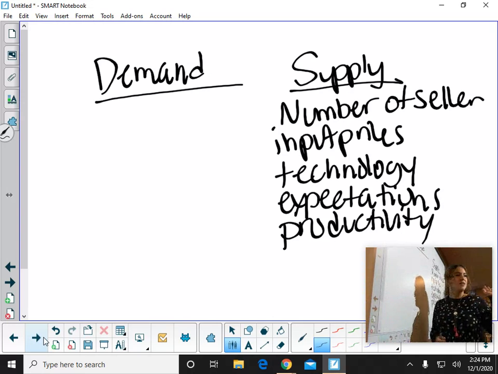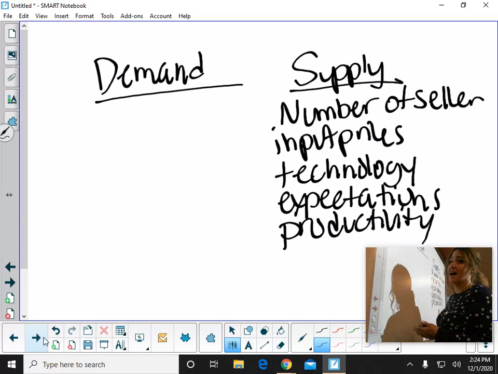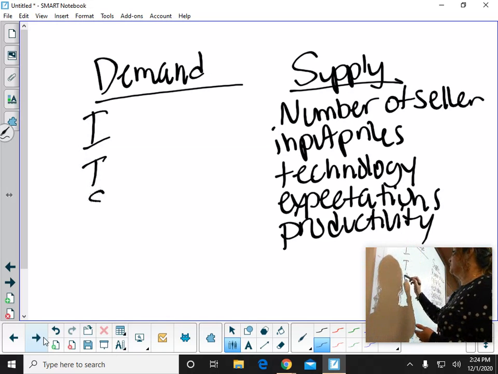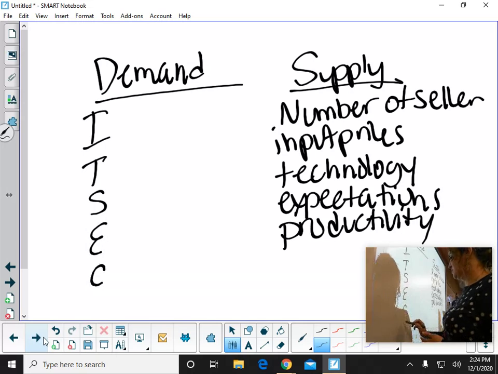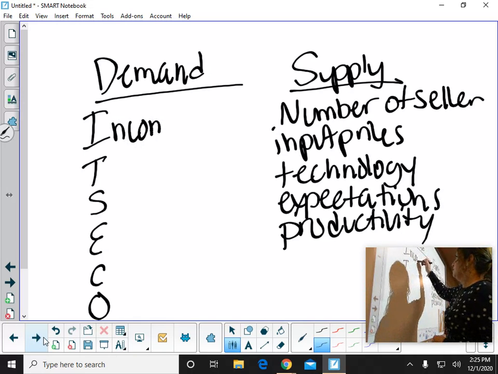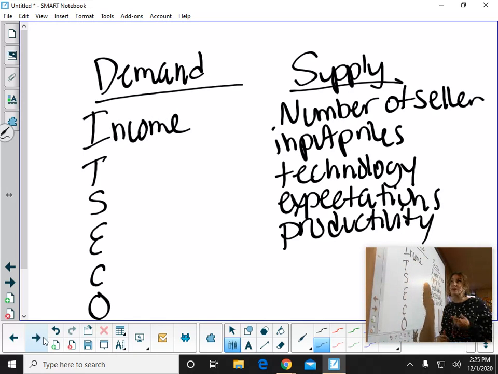A student of mine made it many, many years ago, and it's ITSECO. That's the acronym. And those are the shifters of regular demand. I is income. When your income changes, that changes how much you can demand. Rich people buy more things. Poor people buy less things. If your income changes, that's going to affect how much you buy.